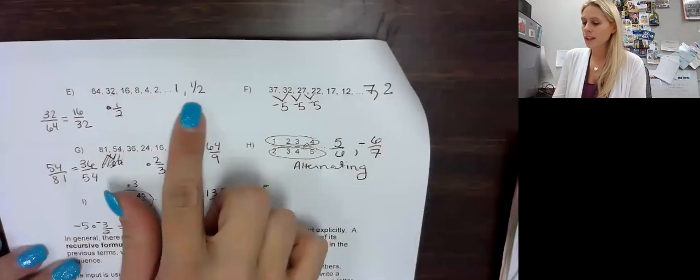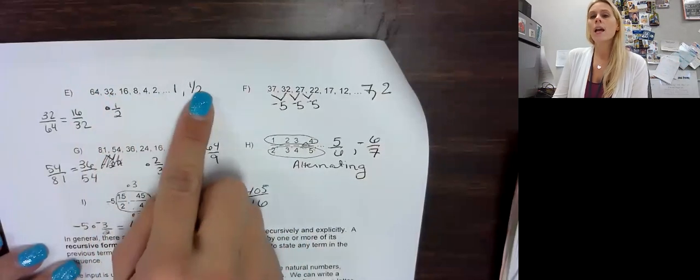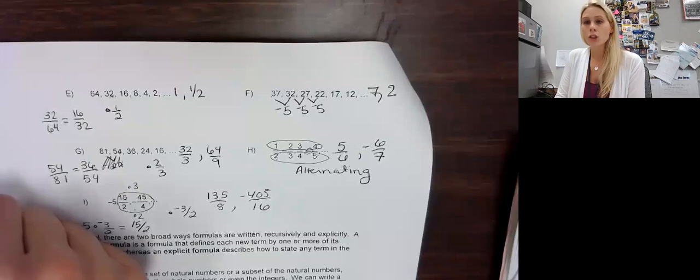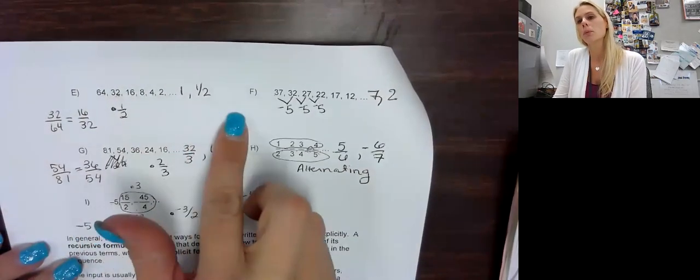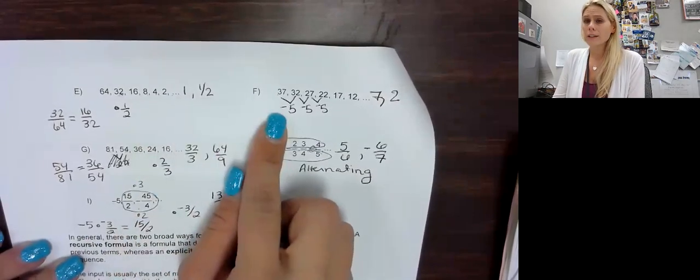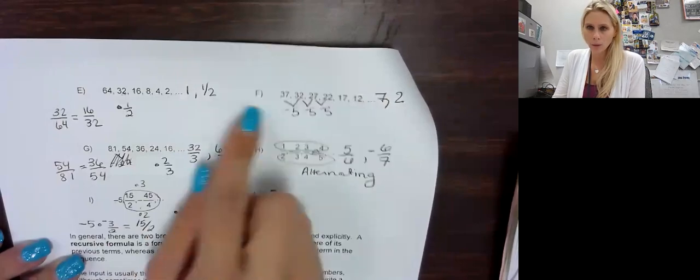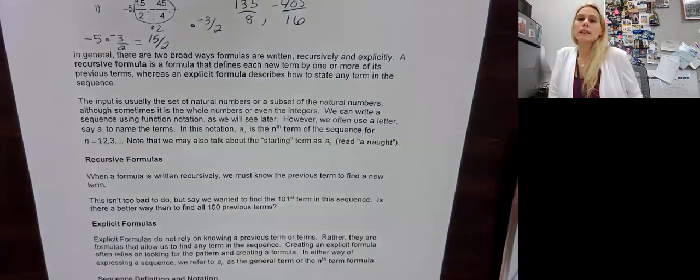Like on here for E, if I wanted to know the, let's see, this is 6, 7, 8. If I wanted to know the 10th term, it might not be that bad to just keep multiplying by half until I get to the 10th term. But if I asked you to find the 100th, the last thing you want to do is write out 100 terms. That is where the explicit formula comes in.